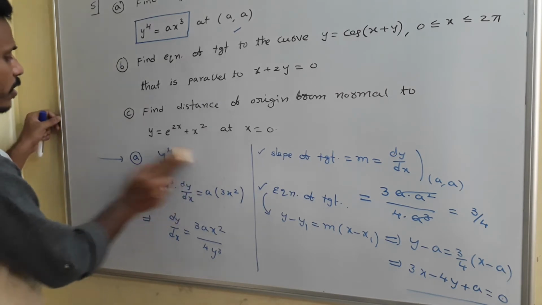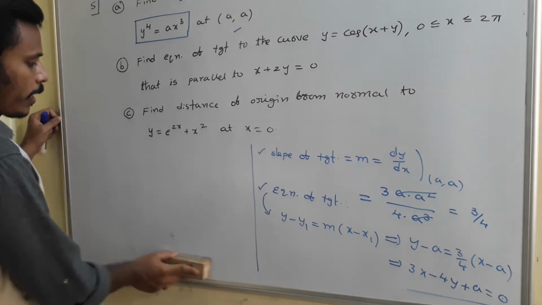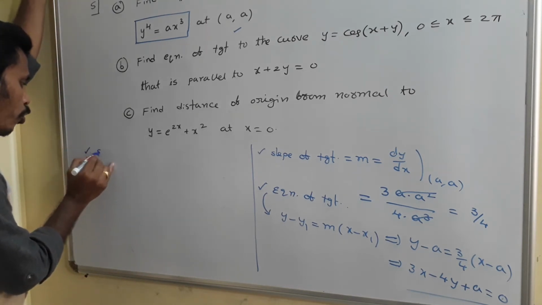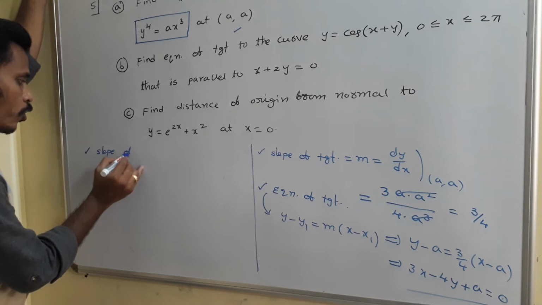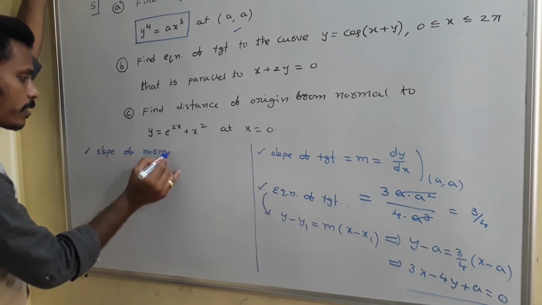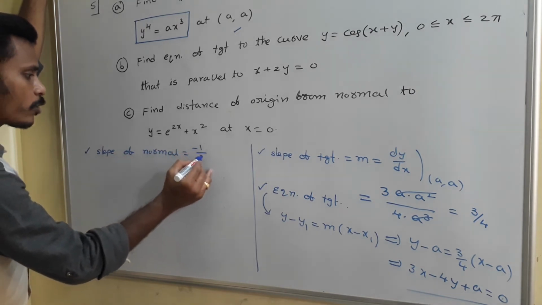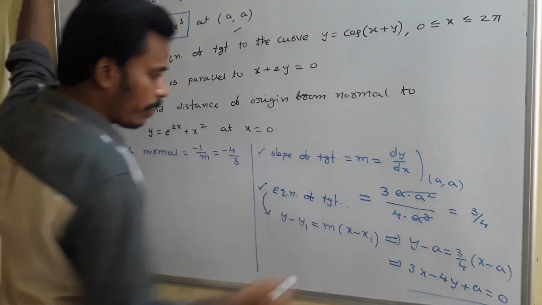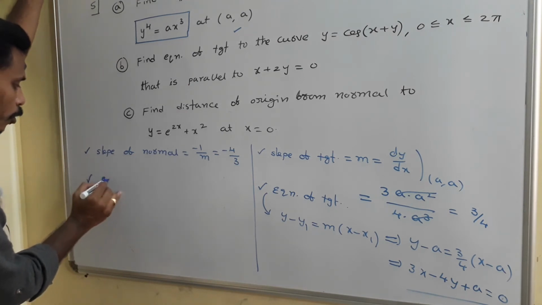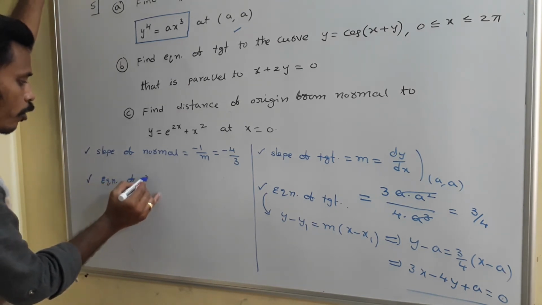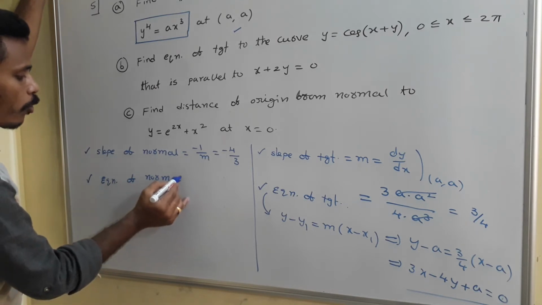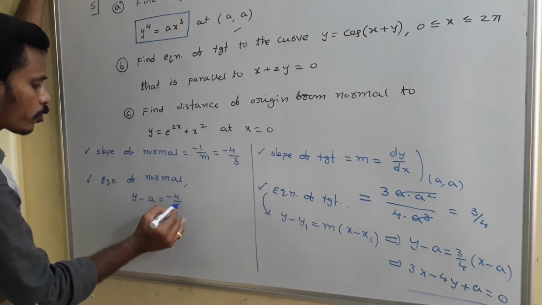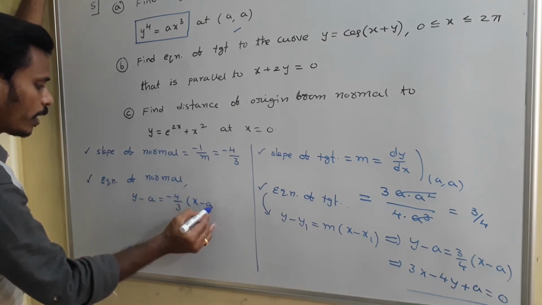I am just erasing this derivative, okay? Now the slope of tangent is m, which is 3/4. Then what to say about the slope of normal? The normal is perpendicular to tangent, and then the slope of normal is minus 1/m. So this is minus 4/3, because here it is 3/4. The slope of normal is minus 4/3, and what about the equation of normal? For normal as well, the point is (a, a). Again use slope point form: y minus a is equal to minus 4/3 into x minus a.